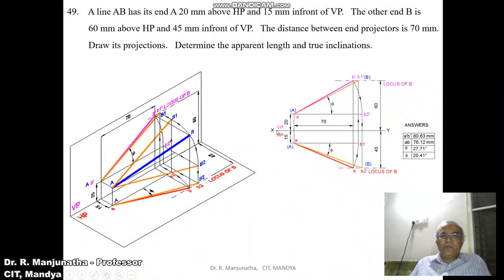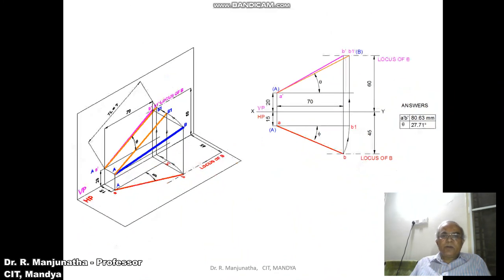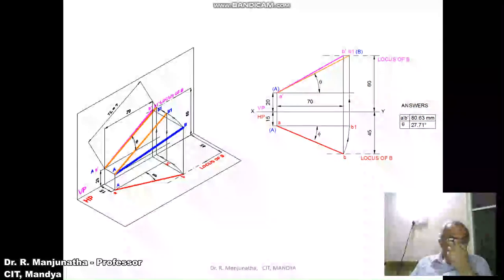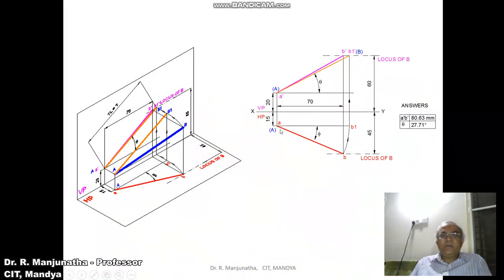Now we will go for the step-by-step procedure to do this. Here, when we are considering the first case, we are considering the distance above HP and the distance in front of VP, both with respect to A and B. Then we know the distance between the end projectors. The distance between the end projectors will always cut the locus line, which is here. We are going to get B dash and also B.